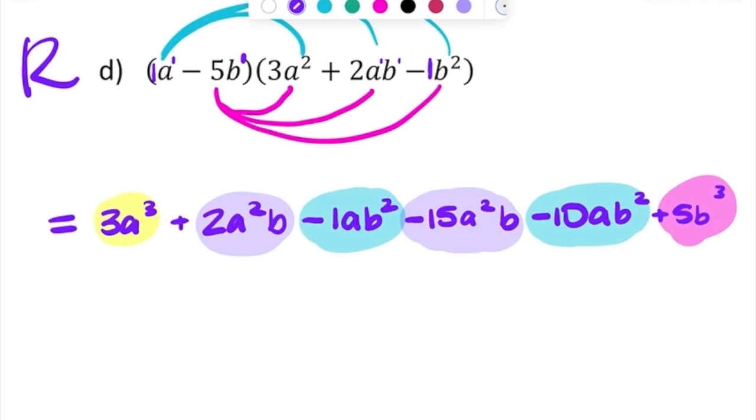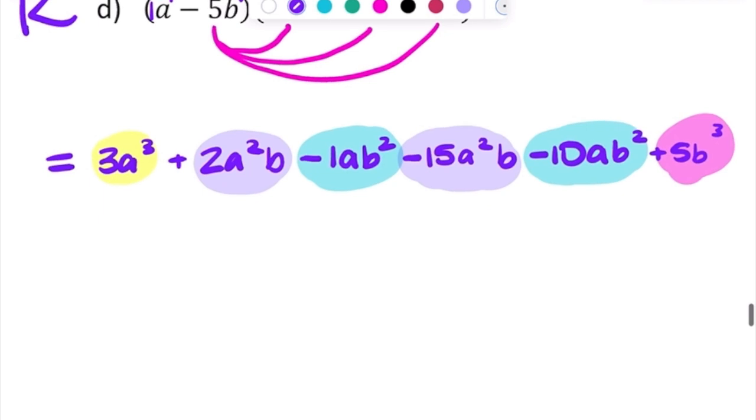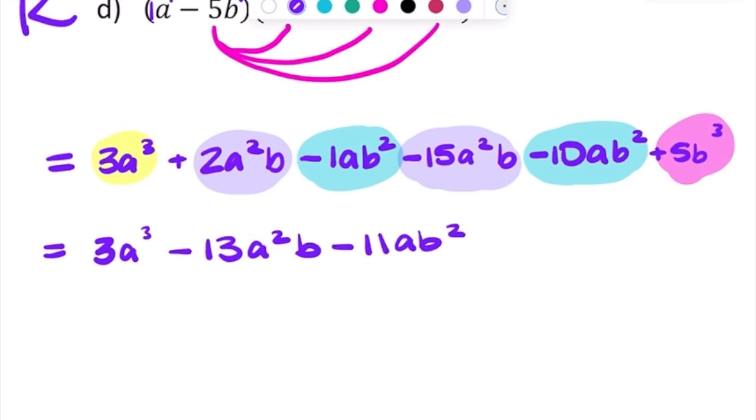Now don't forget when we're collecting like terms that the sign that comes ahead of it is part of that collection. So I don't really have to worry about standard form or how I order my final answer. I'm just going to work from left to right. So the yellows first, I'll go 3A cubed. Then I'll go my purples, so 2 and negative 15. Oops, that should be negative 13A squared B. The negative 1 and the negative 10 will give me a negative 11AB squared. And then, of course, I have 5B cubed.